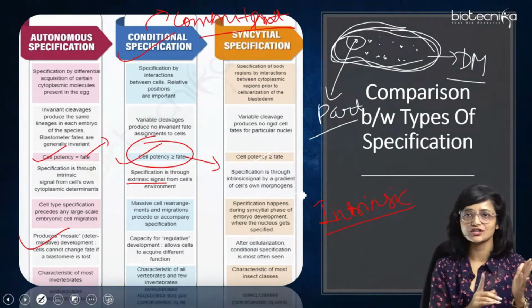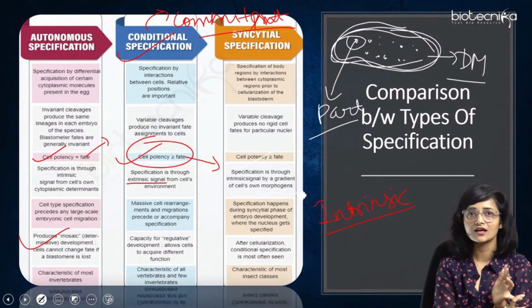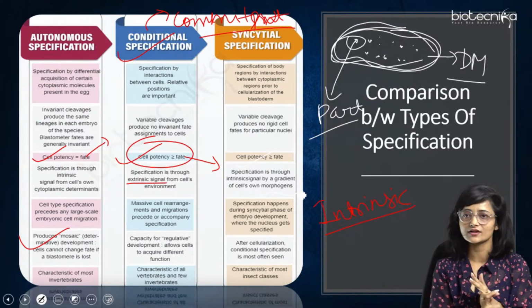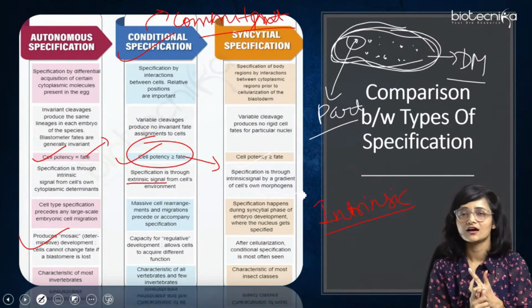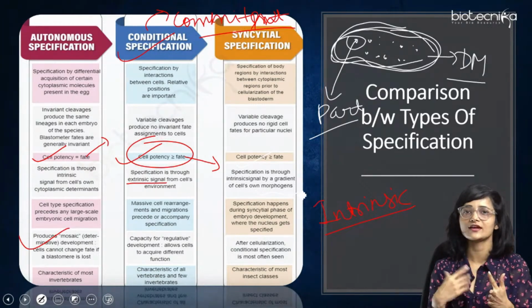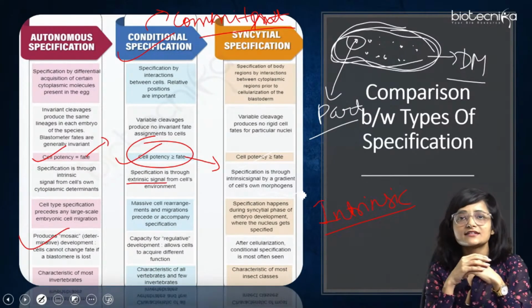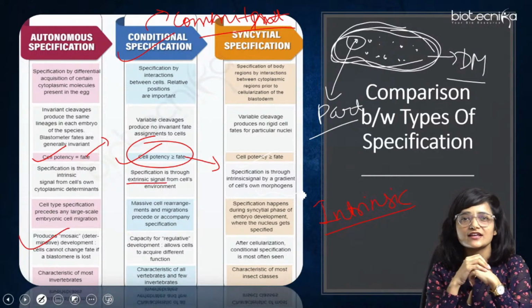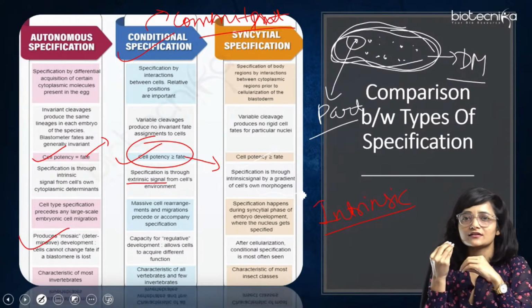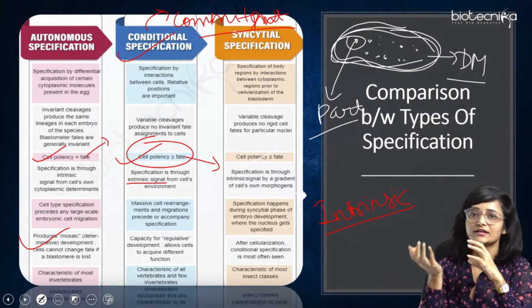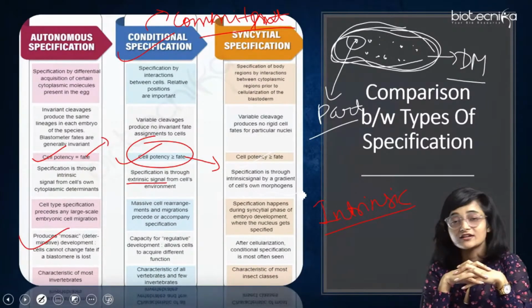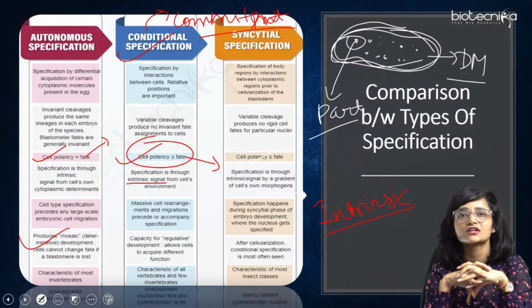In autonomous specification, intrinsic factors were influencing the cell fate. In conditional specification, external factors were influencing the cell fate. And in syncytial, the intrinsic factors are responsible, or they are influencing the cell fate, right? Then comes that the specification happens during the syncytial phase of the embryo development, where the nucleus gets specified, right? So when the nucleus gets specified to produce a particular cell, then only the cell is produced. So here it says that after cellularization conditional specification is most often seen, right?